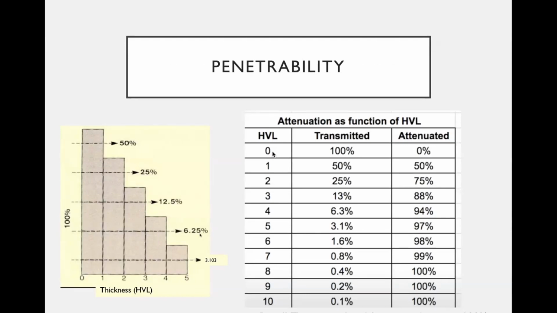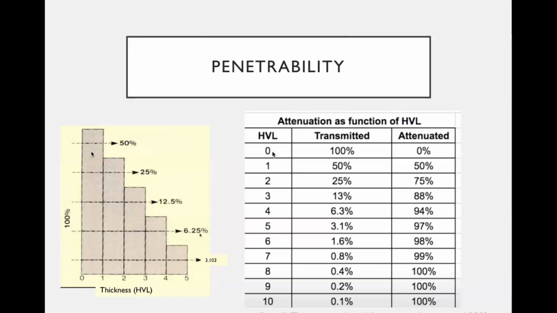If you have one half-value layer, then 50% of the photons will get through and 50% are attenuated because a half-value layer is reducing the number of X-ray photons by half. If you have two half-value layers, that means 75% have been attenuated and 25% are transmitted through, and so on and so on. So this is the difference between transmitted, what is getting through, and what is being attenuated.